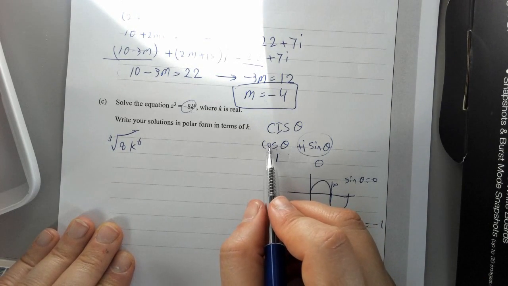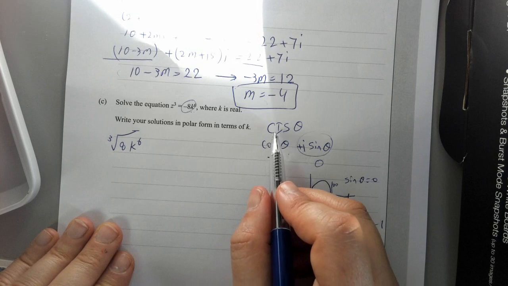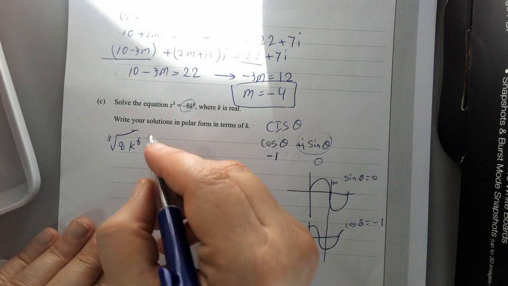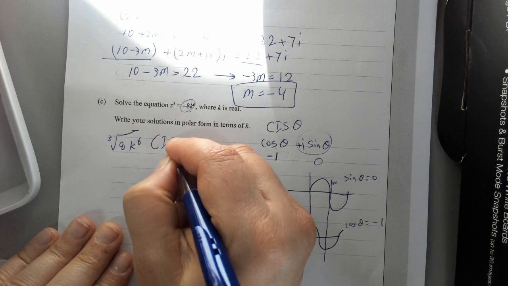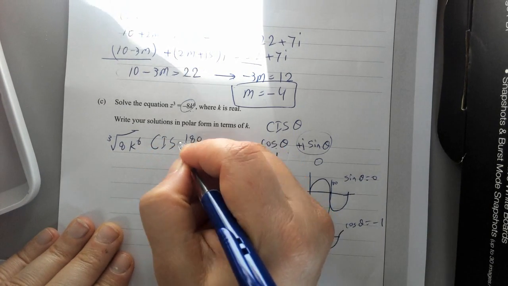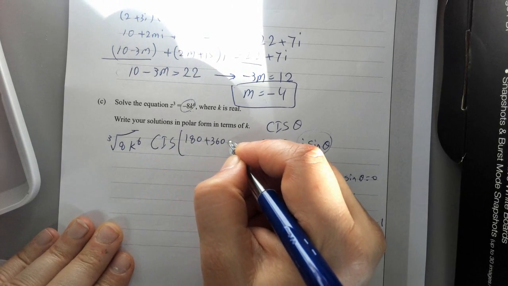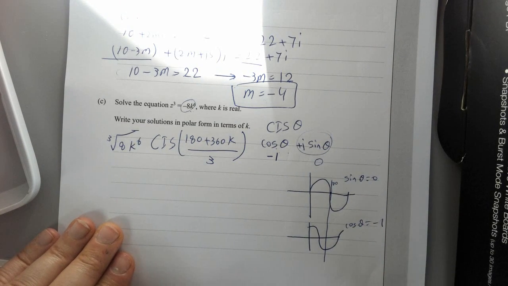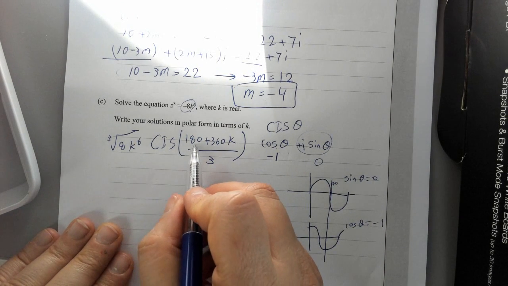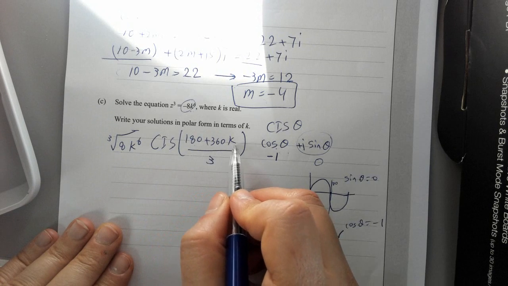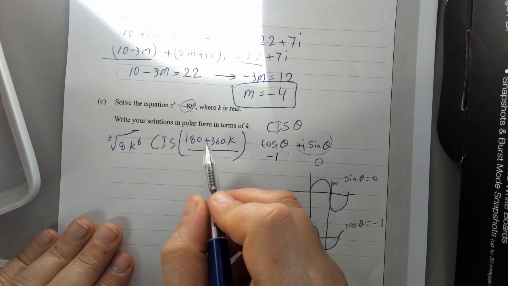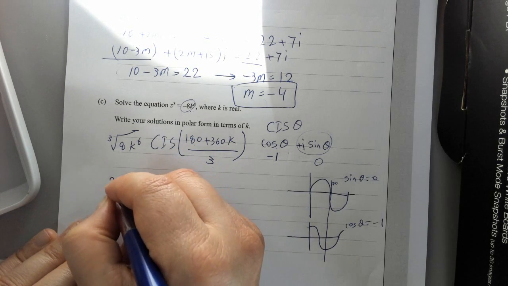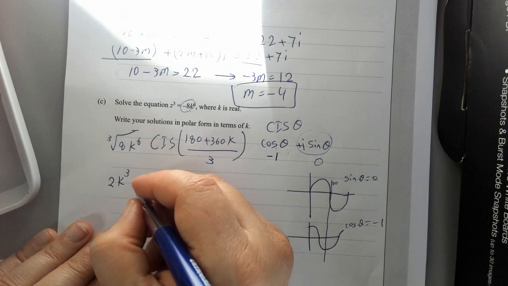Or you can use in the graphic calculator cosine inverse of -1. It should give you 180 as an answer. It means that I can rewrite that as 180 plus 360k over 3 to find the 3 different solutions. Now you can use pi, so that will be pi plus 2 pi k over 3, so you're going to use radians, or you can use degrees. I'm going to use degrees in my case. So if I simplify that, I will get 2k to the power of 3.